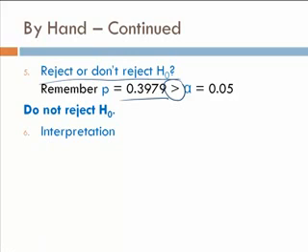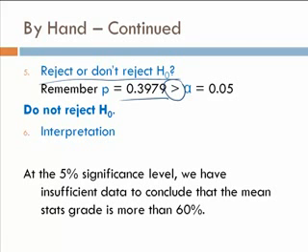And then we come to interpretation. Interpretation depends on whether or not we reject the null hypothesis. When we do reject the null hypothesis, we get to pretty much accept the alternative hypothesis as true. When we don't reject the null hypothesis, that's when we get to make the wishy-washy statement we're about to make, and here it is. At the 5% significance level, we have insufficient data to conclude that the mean stats grade is more than 60%. So we're really not saying anything there. We're just saying there's not enough data to know. And so we're not going to conclude anything.